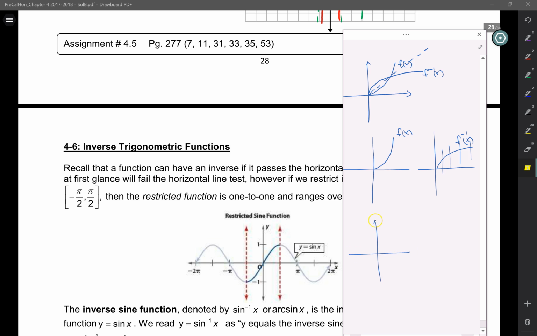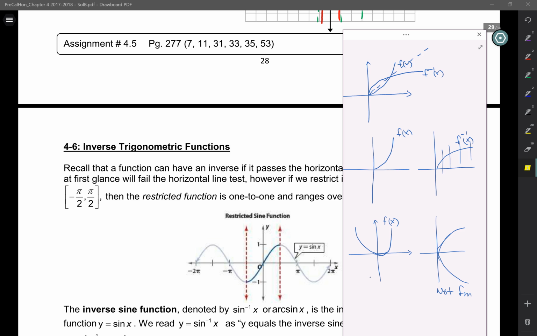Now, suppose this is f of x. Okay. Its inverse will look like this. Is that a function? Not a function. So in this last f of x, which is a parabola, we say that it does not have an inverse function. There is an inverse relation, but not an inverse function, because the inverse doesn't pass the vertical line test.